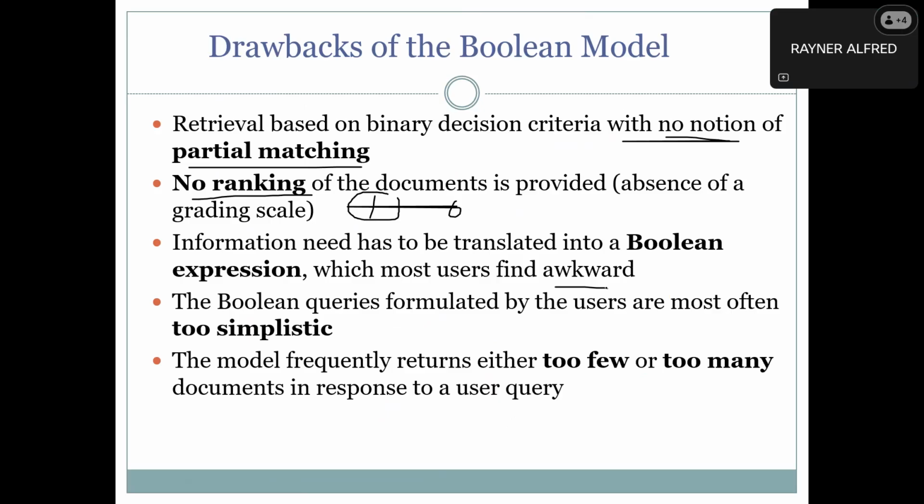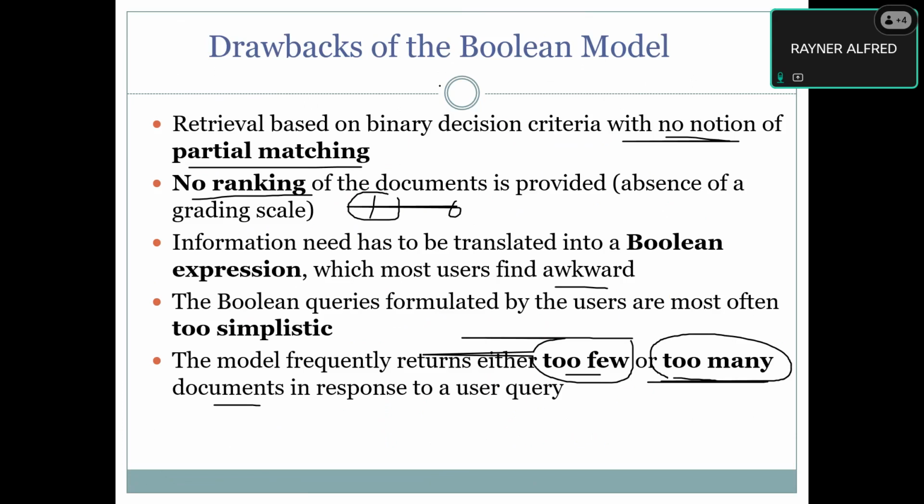Okay, it's too simple. The model frequently returns either too many or too few documents, because if they match, then we give it; if not matched, then we will not give it. So for that reason, the Boolean model is not sufficient to retrieve documents efficiently, because it will give you everything without any ranking, or it will not give you anything because there is no match, since it uses exact matching of the pattern.